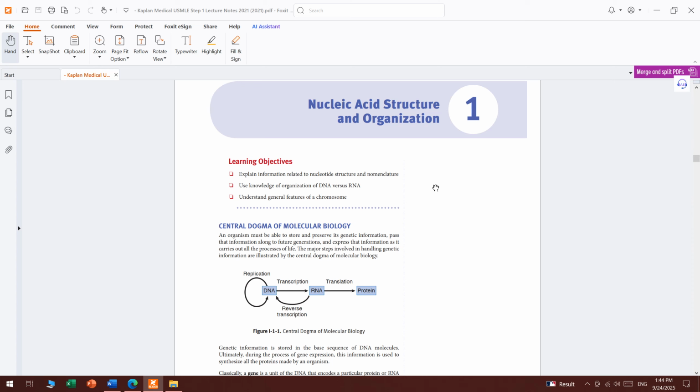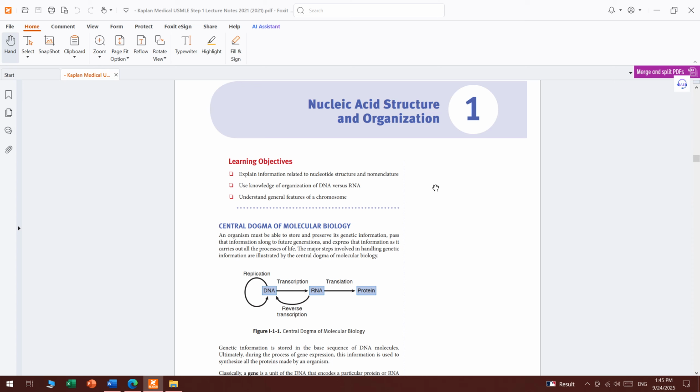Life as we know it relies on a sophisticated system for managing genetic information. An organism must possess the capability to store and preserve its genetic blueprint, transmit this vital information to subsequent generations, and effectively express it to carry out all the complex processes necessary for life. The foundational framework that describes how genetic information flows within a biological system is known as the central dogma of molecular biology.